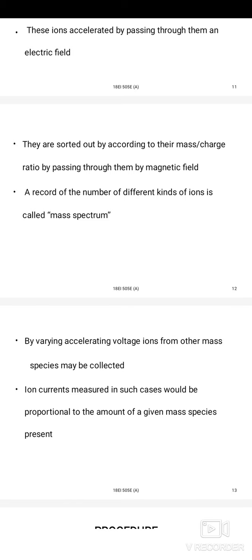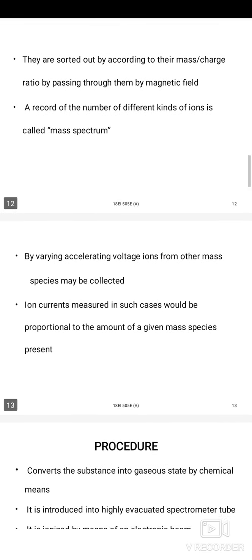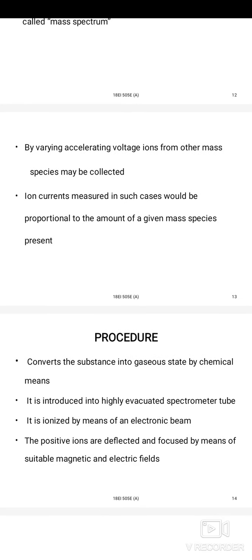A record of the number of different kinds of ions is called a mass spectrum. By varying the accelerating voltage, ions from the other mass species may be collected. Ion currents measured in such cases would be proportional to the amount of the given mass species present.